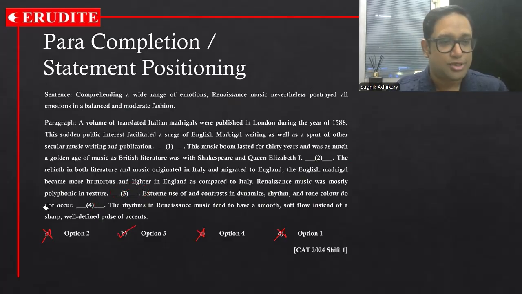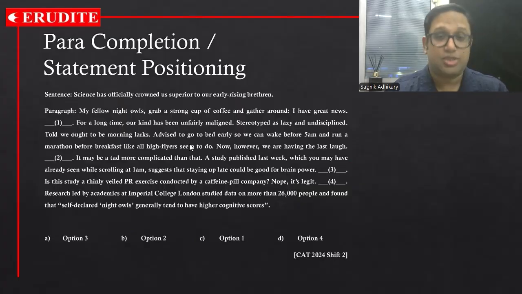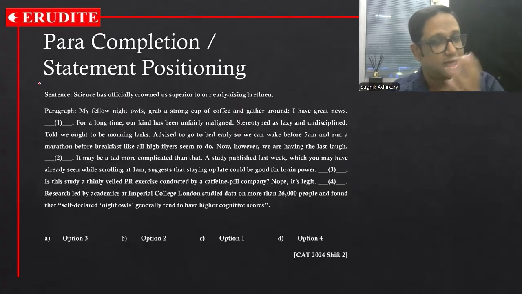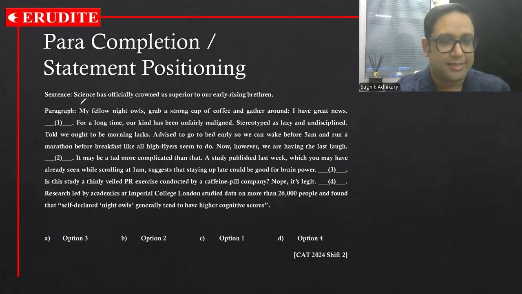This was a medium question. Let us move on to another medium question, but something with a very common twist in these questions. Once this twist is understood, we can solve quite a few questions just by using that one strategy. Let's see. This question is from the second shift, the afternoon shift of CAT 2024.